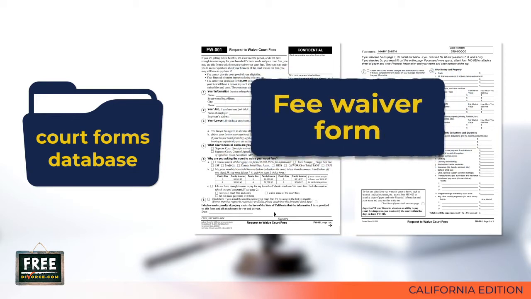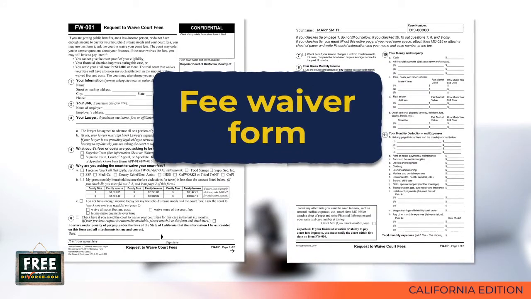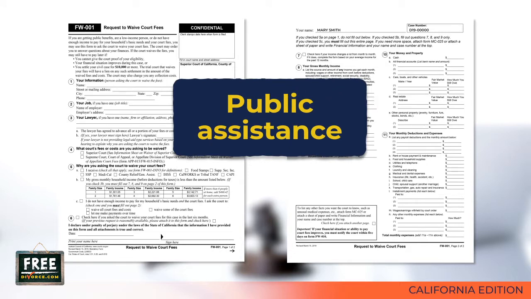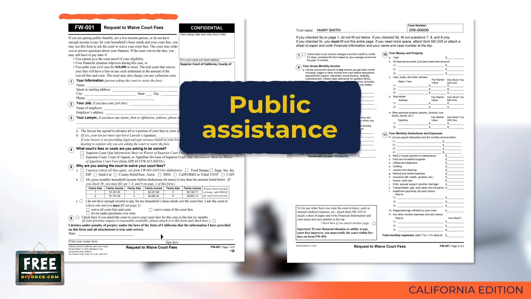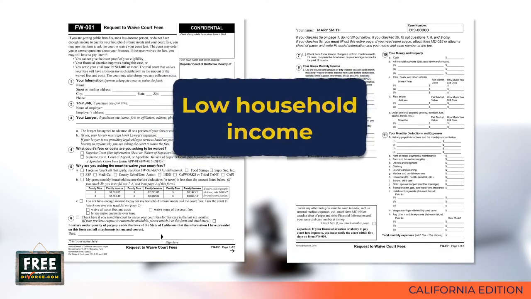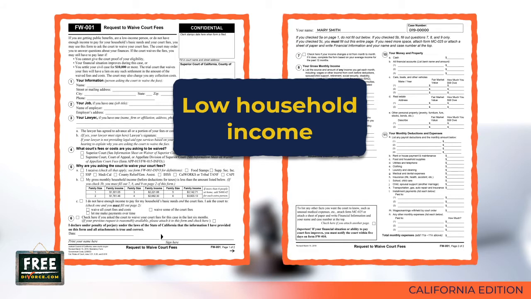To get the waiver, you start by filling out the fee waiver form. This is a 2-page form. Depending on your financial situation, you may have to fill out only part of the form. If you are currently receiving public benefits under certain government programs such as food stamps, Medi-Cal, or county relief, you will only have to fill out page 1 of the form. If your household income is below a certain amount, then you will have to fill out all of page 1 but only parts of page 2.